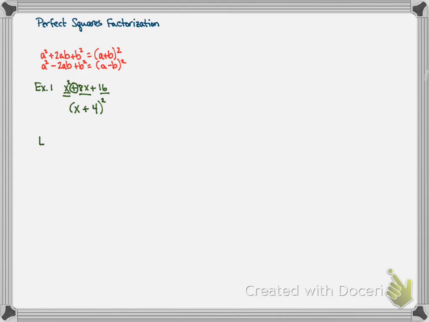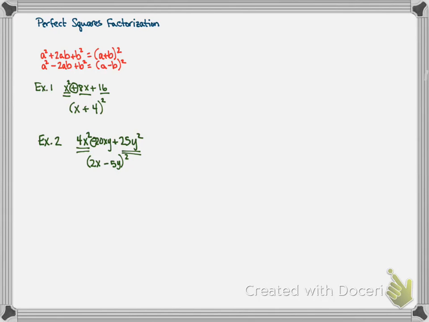Okay. Example 2. 4x squared minus 20xy plus 25y squared. Okay, this is a perfect square. Let's set up one set of parentheses with a squared. Square root of the first is 2x. Square root of the last is 5y. The middle term is negative, so we're going to put a minus.